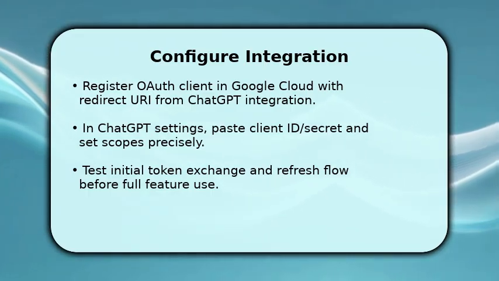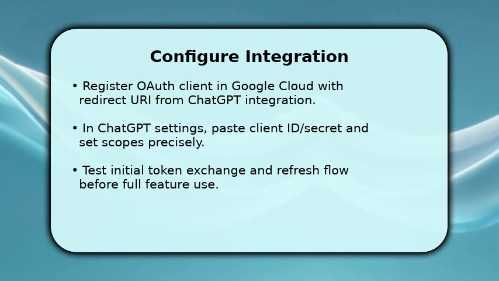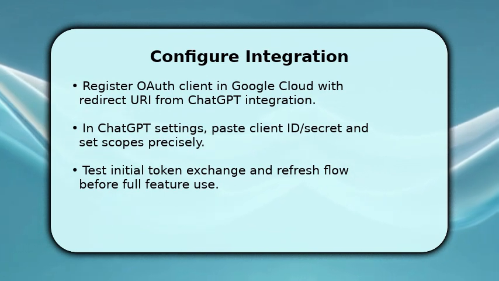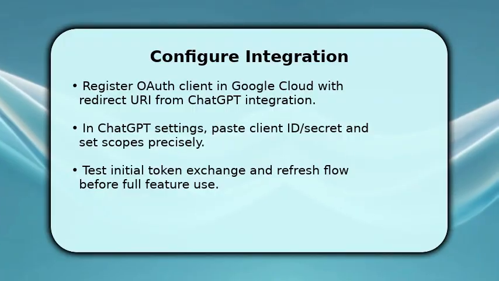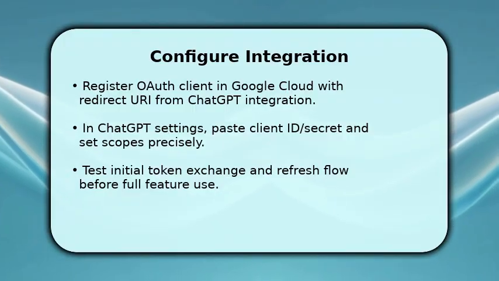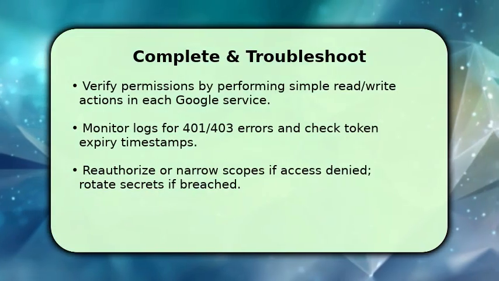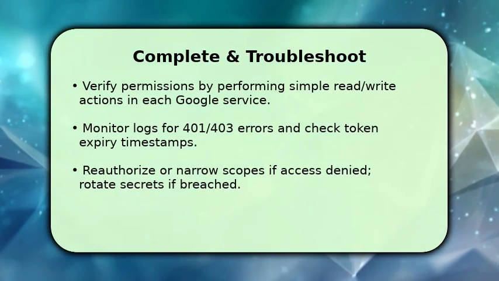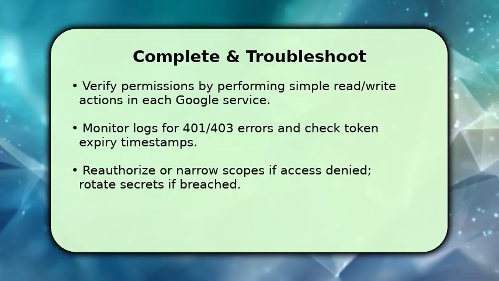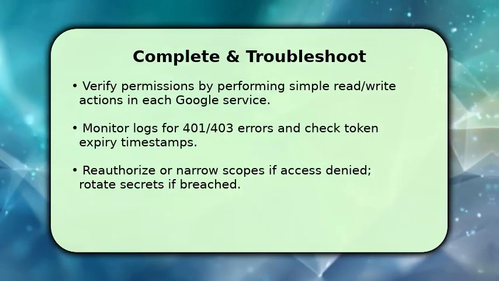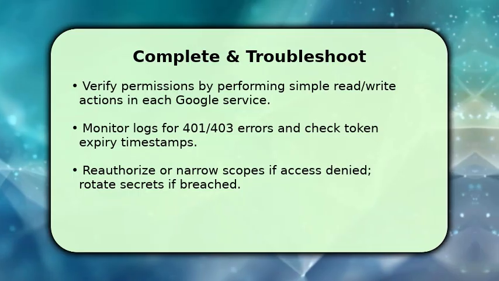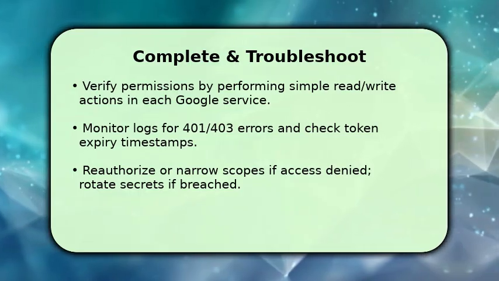Make sure to implement and test token refresh logic. Otherwise, sessions will expire and features like Drive access or Gmail search will stop working. Finish by validating functionality. Ask ChatGPT to fetch a Google Drive file or search Gmail to confirm permissions. Once it works, enable any advanced features like scheduled queries or summarization.